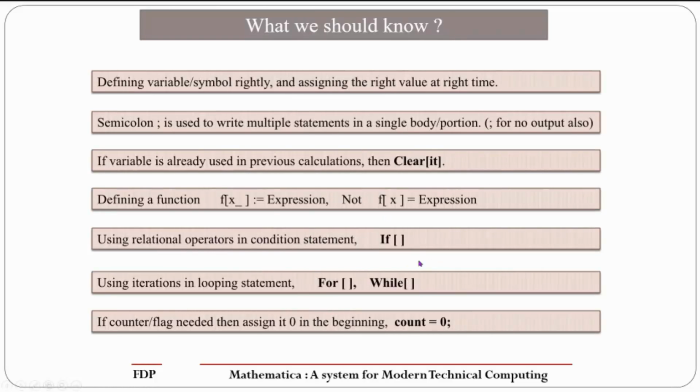Today we are going to understand If, For and While, how we will use them and how they will work for our programming. Another one is, if you want to count something, for example if you want to count your prime numbers, you should start with the value 0.